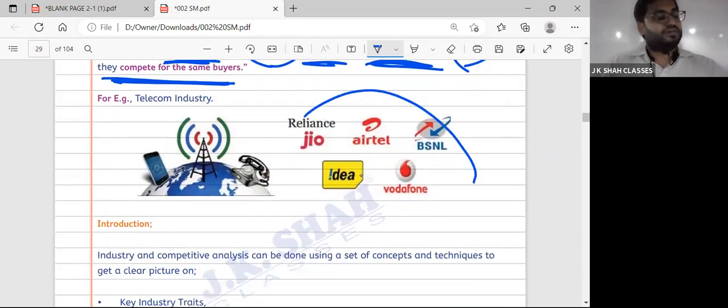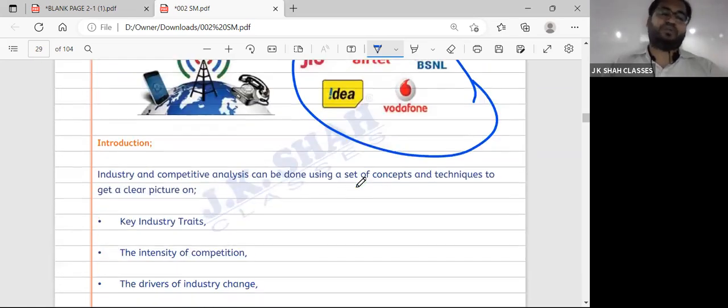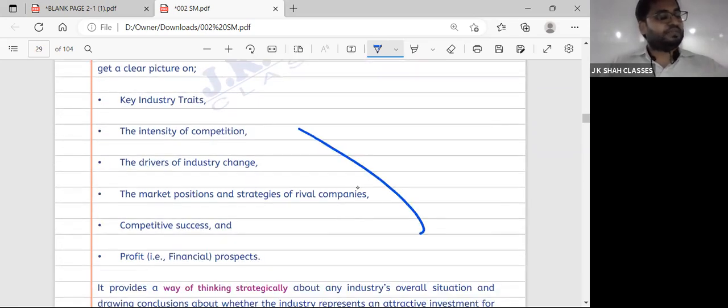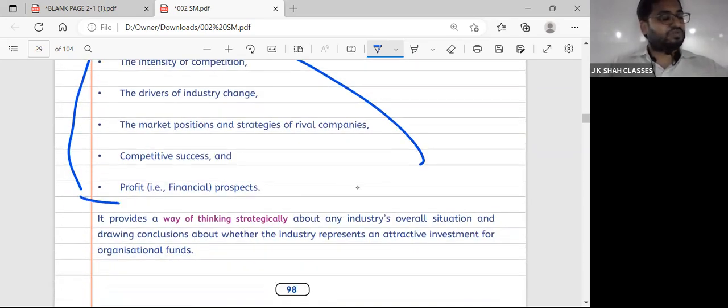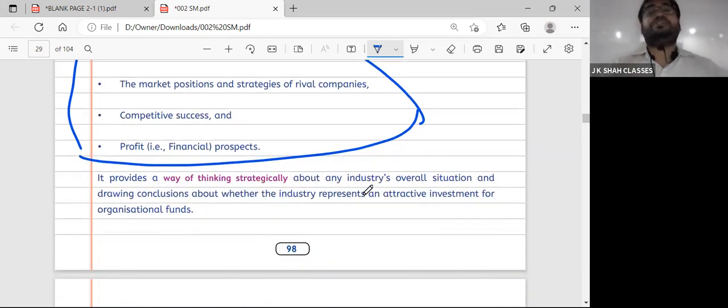I gave here one telecom industry example. You can think of any other example also. These are the points which we will discuss now. So let's not read this. This is important.